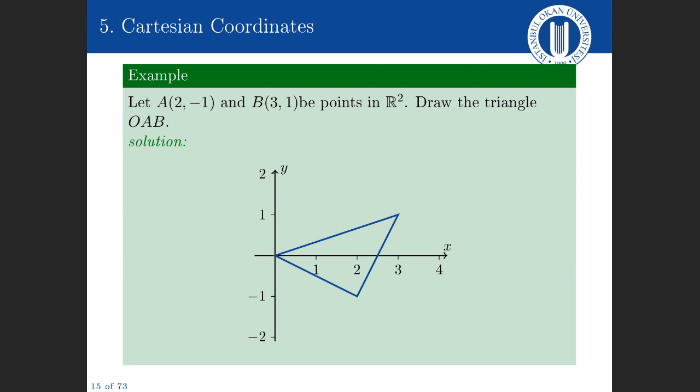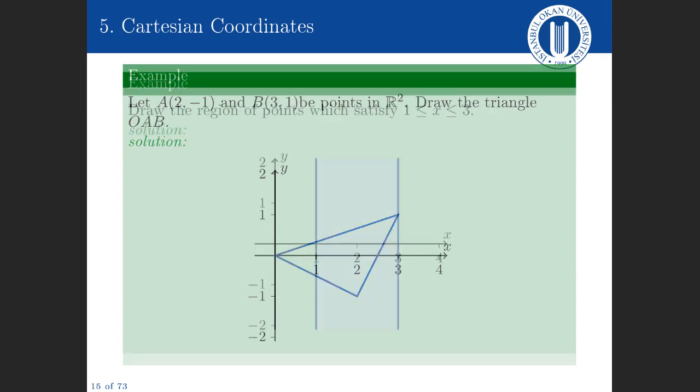Let's suppose A and B are points in R squared, and A has coordinates 2, minus 1, and B has coordinates 3, 1. Draw the triangle OAB. In other words, draw the triangle which has corners at the origin, at A, and at B. The origin, we can draw the point 2, minus 1, 2 to the right, and then down 1 to get to the point A. The point B is 3 to the right, and then up 1. Straightforward to draw the triangle with corners at these 3 points.